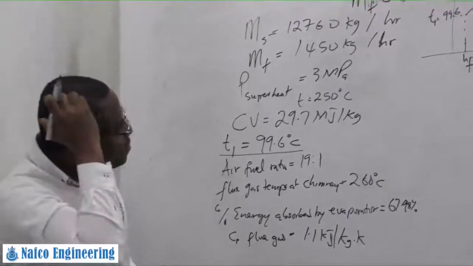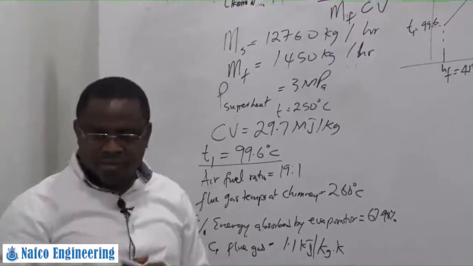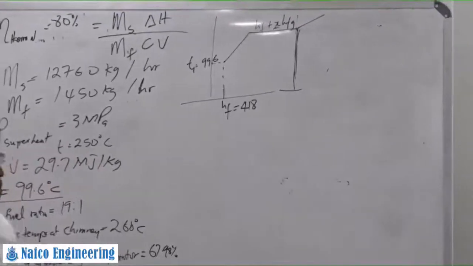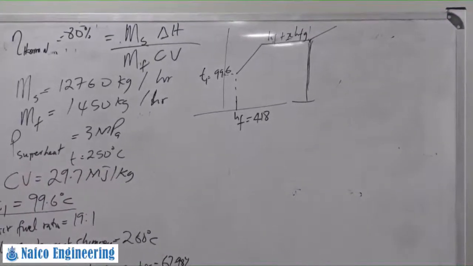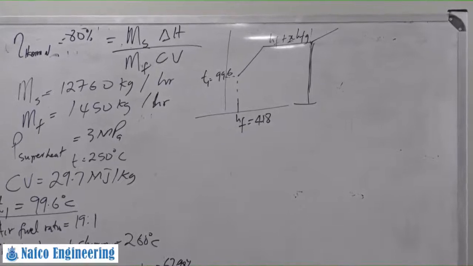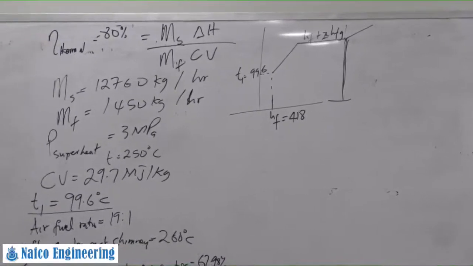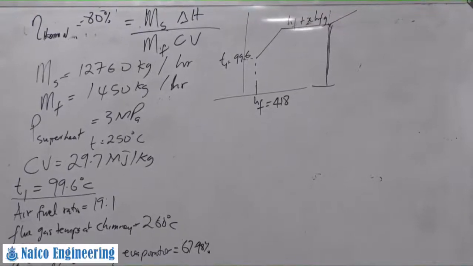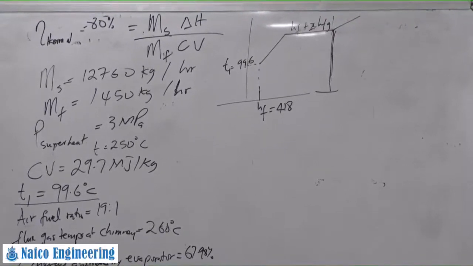We don't have it on this. It's not on this paper. Oh, it is, sorry. 3,000 kPa. It's not on this one. Oh, it's not there. It's not there also? No. It's not on this one.